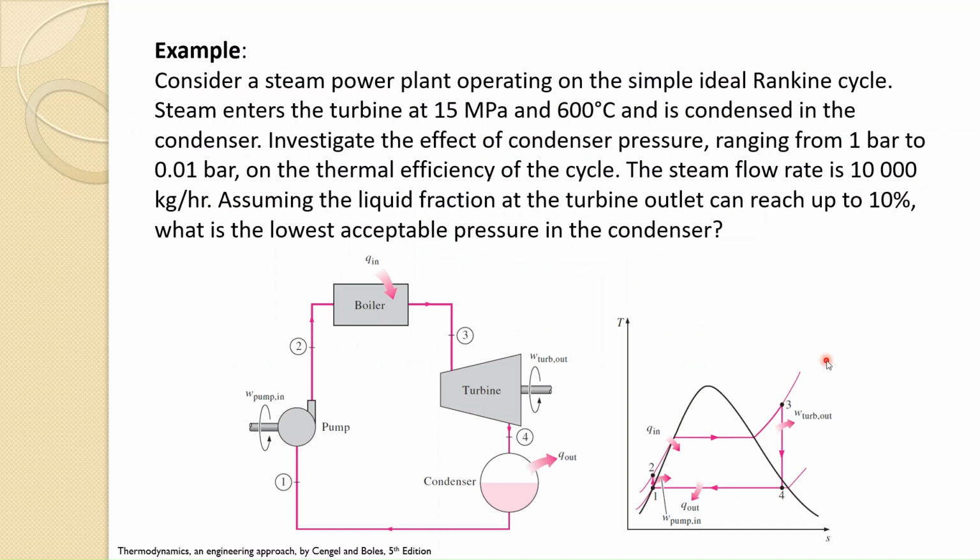Assuming the liquid fraction at the turbine outlet can reach up to 10%, we want to see what is the lowest acceptable pressure in the condenser.